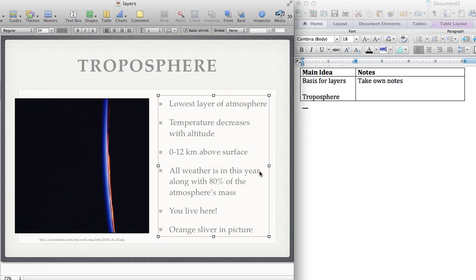Along with almost all of the atmosphere's mass. Gravity pulls almost all of the gases in the atmosphere down close to the Earth's surface, so almost all of the gases are in the troposphere. It's kind of compressed into this dense layer close to the surface. In this picture, the orange sliver is going to be the troposphere. So that's our lowest layer. You spend your entire life living in the troposphere.